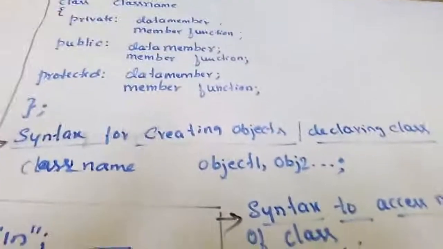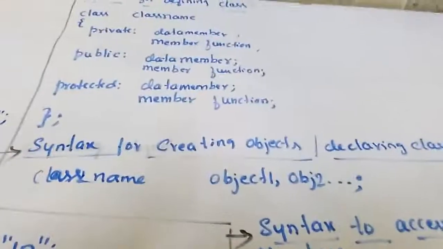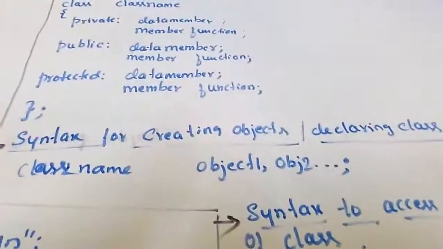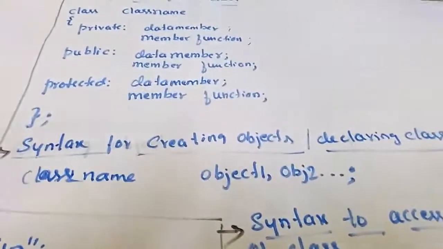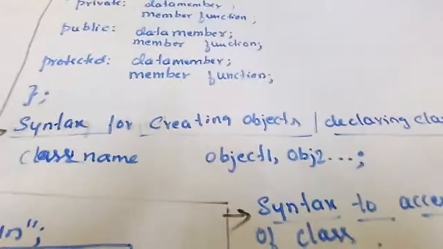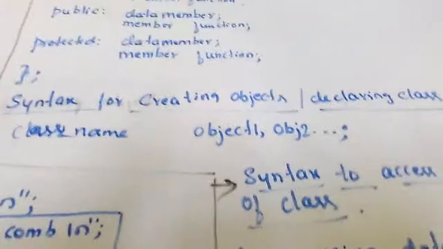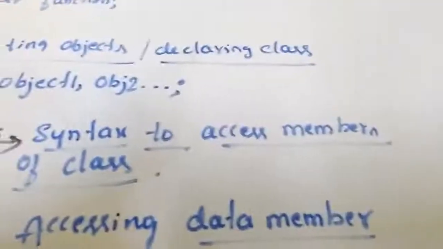Sometimes they'll ask how to create objects or how to declare a class. Class name, space, object 1, object 2, semicolon. How many objects you want, you can take. In general, I have written object 1, object 2, dot, semicolon. Now, the syntax to access members of a class.